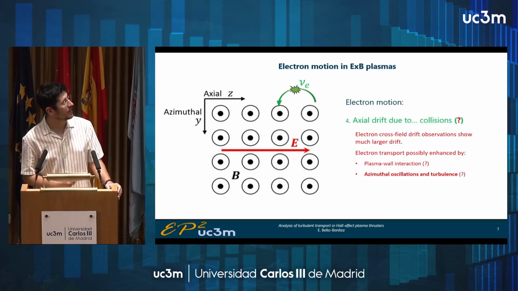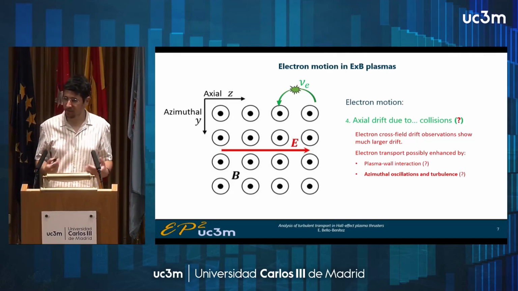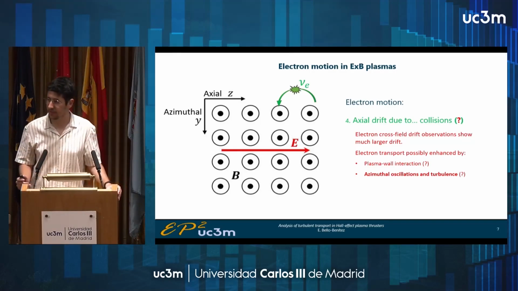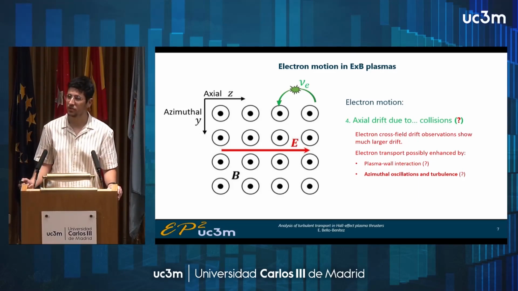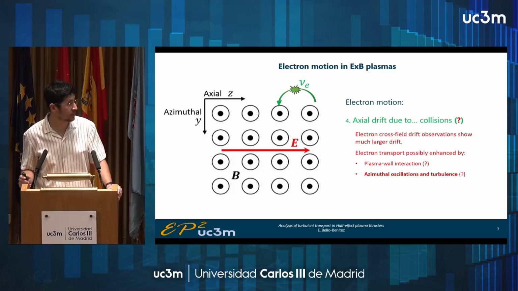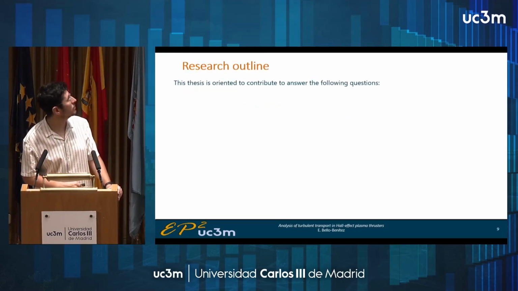However, when the axial transport of electrons is measured, it is very high if we consider only collisions. So there must be other phenomena involved that are enhancing the transport of electrons. The main candidate is the presence of azimuthal oscillations and turbulence induced by plasma instabilities. And this is the field in which my thesis tries to contribute.